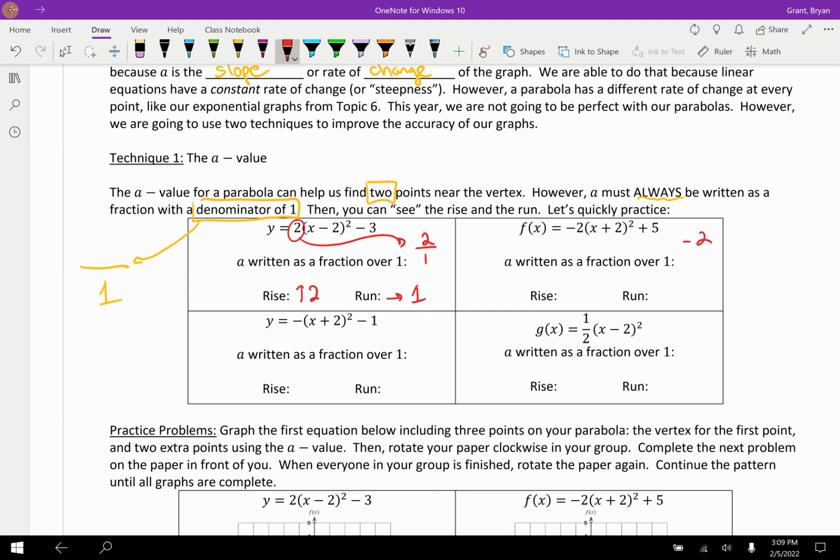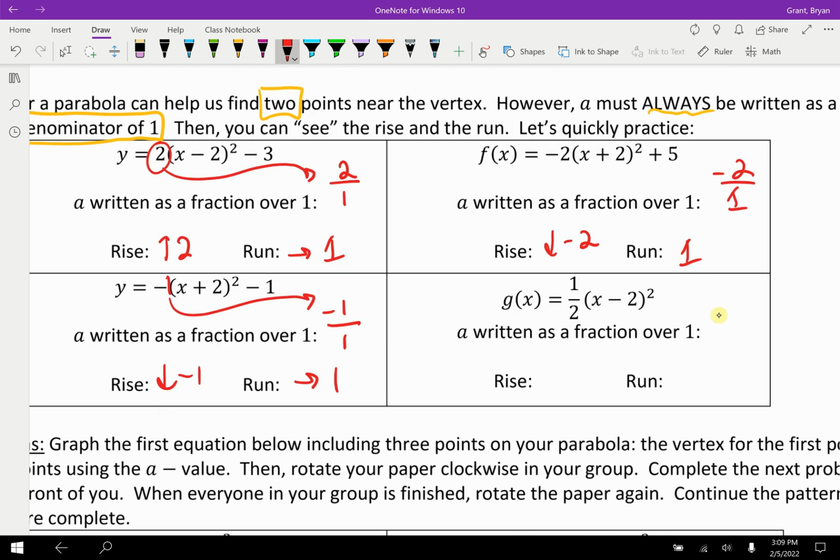There's a negative 2 this time over 1. It tells us there's a rise or kind of a fall of 2 and then a run of 1. Third one's the trickiest so far, but you've done this enough, I bet you won't even hesitate. There's an invisible 1 here. So negative 1 over 1, which means rise down 1 and run over 1. But the last one is what throws so many students for a loop, because they want to go through and say, ooh, 1/2, there's my A value. But you've broken the cardinal rule of A values of parabolas. A values must be written as a fraction over 1.